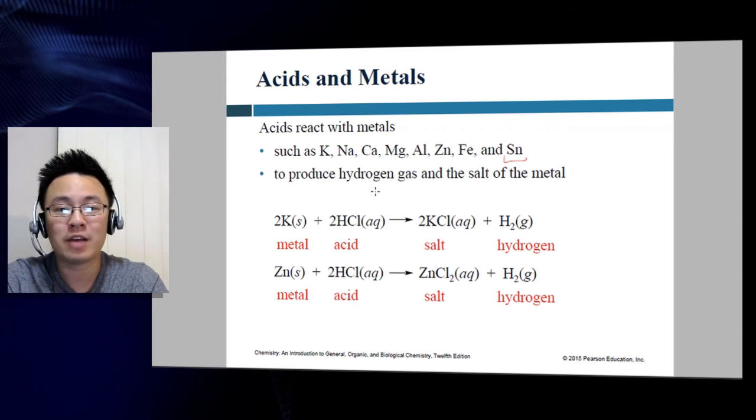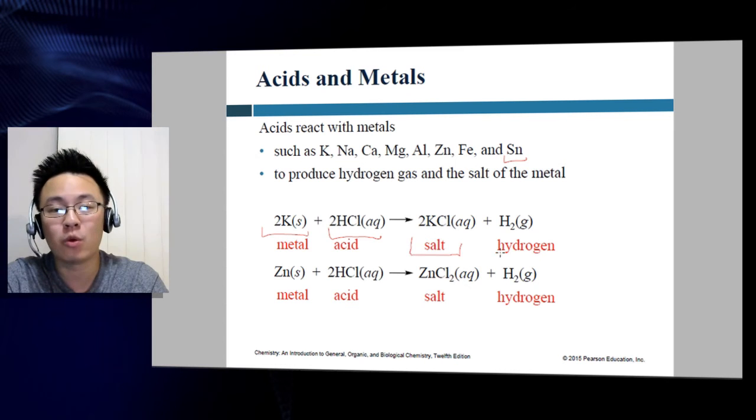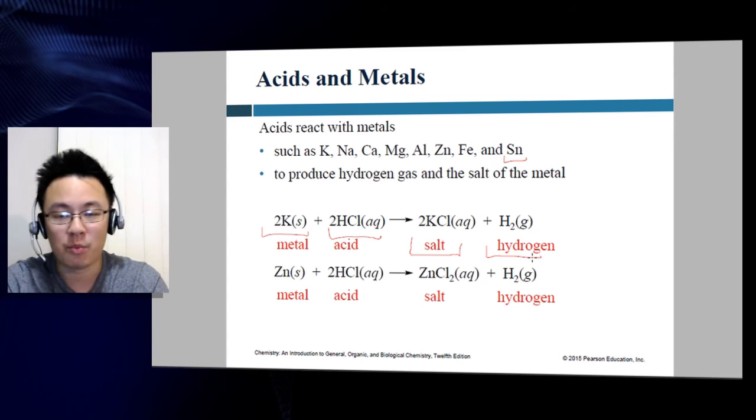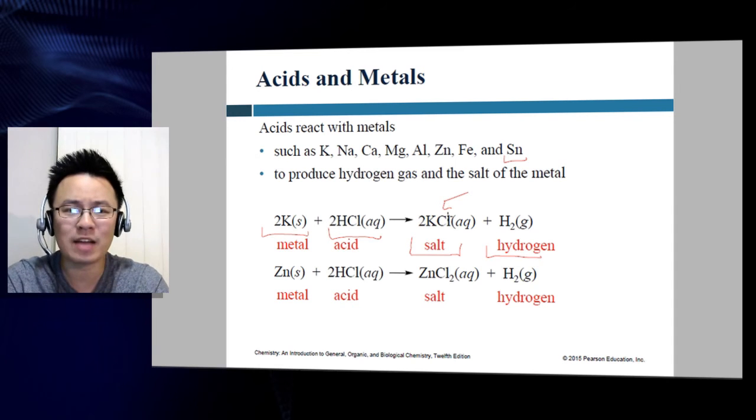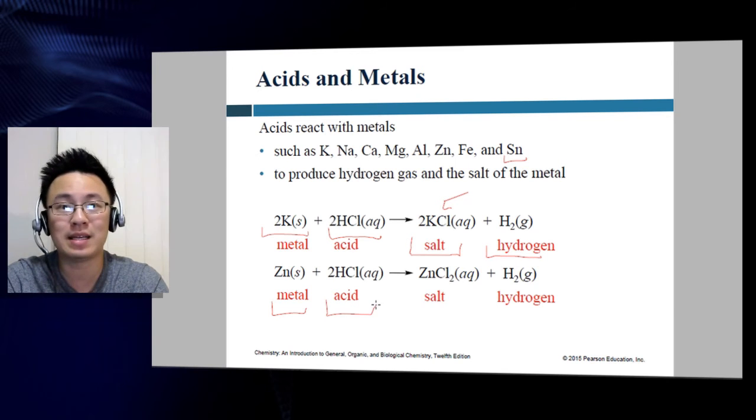As you can see, to produce hydrogen gas and the salt of the metal, we can see 2 potassium atoms here in solid form react with hydrochloric acid, and so it will produce a potassium chloride salt and of course hydrogen gas. One of the things chemists can use to determine whether a reaction has happened is to detect whether gas has been produced, or to detect the production of that particular salt. Zinc and hydrochloric acid can react together as well. As you can see here, the zinc is in its solid form. Hydrochloric acid is dissolved in water, that's why it's aqueous. And then we can get zinc chloride and, of course, hydrogen gas as well.